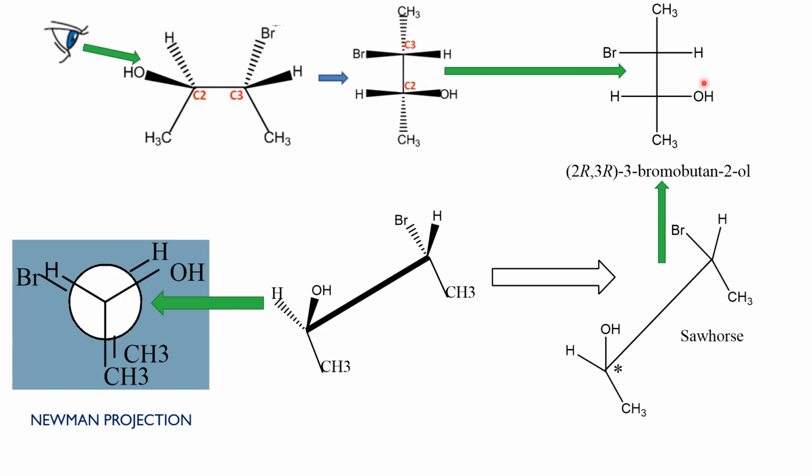So flying wedge and the Fisher projection, they look almost the same. The only thing is we have shown the thick wedges and the hatched wedges, but here we are showing the solid lines. And this is 2R 3R 3-bromo butane 2-ol. So whatever is the direction from which you view, unless you are breaking or disconnecting a bond, the configuration remains the same.